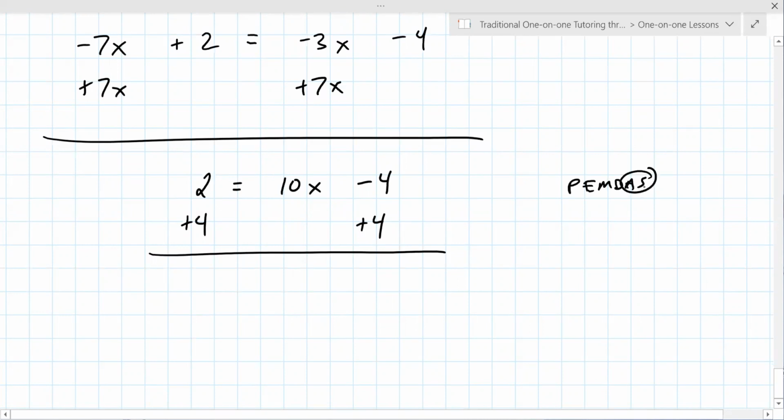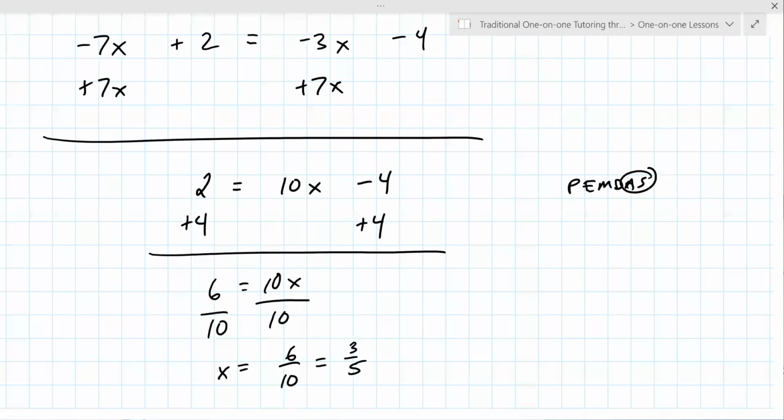Yeah, so you've got to undo addition and subtraction before multiplication and division. And it's got to be whatever is on the x side. In this case, 6 equals 10x. Okay, and you divide by 10, hopefully. So x equals 6 divided by 10, which does reduce to 3/5.